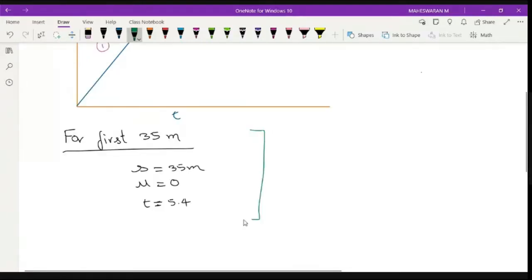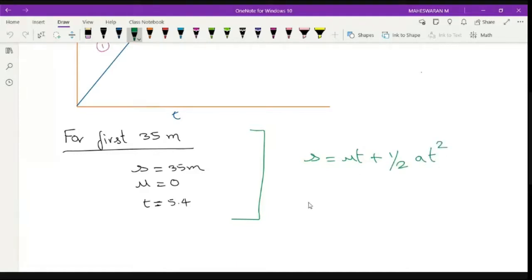These are the data. So I have those three formulas. Which one can I apply? S is equal to ut plus half at square. Same formula, right? Yes, sir. The same formula we can apply because we know all the data related to that. So I can use s is equal to ut plus half at square.